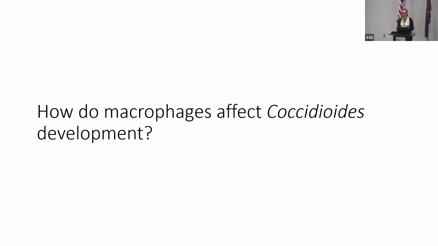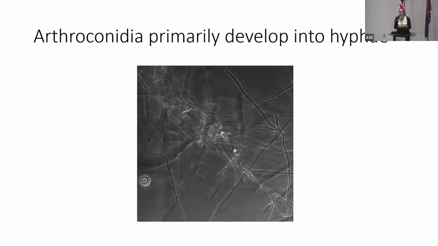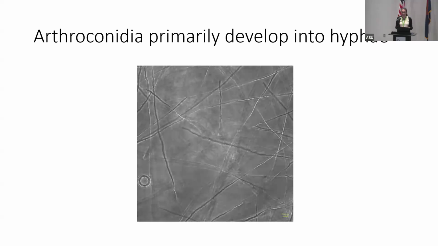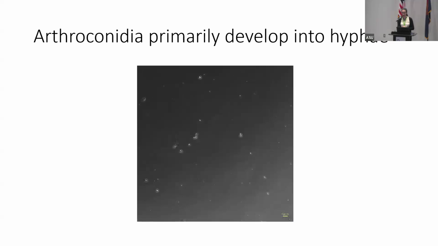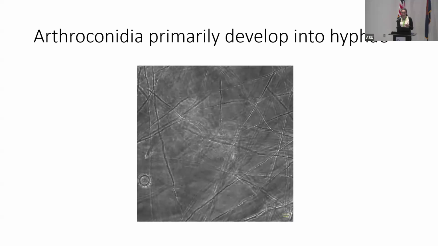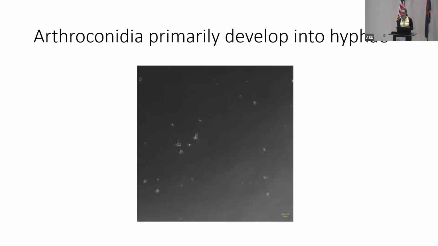And I started off with a simple question: what does cocci look like as it's growing? So looking first at arthroconidia that I grew in our tissue culture setting, this is 37 degrees, 5% CO2 in static media. And what you can see is that these arthroconidia swell and then they form hyphae. Alternatively, you can occasionally get a spherule that is on the smaller side, but usually you get hyphae.